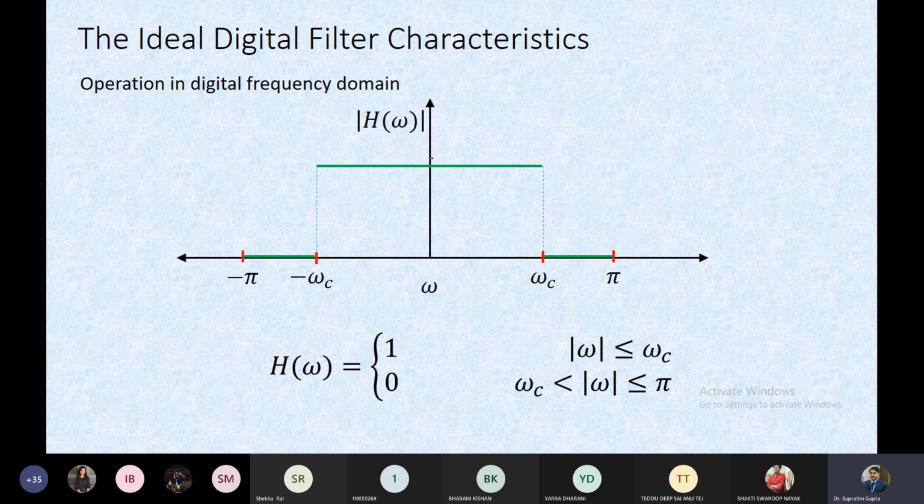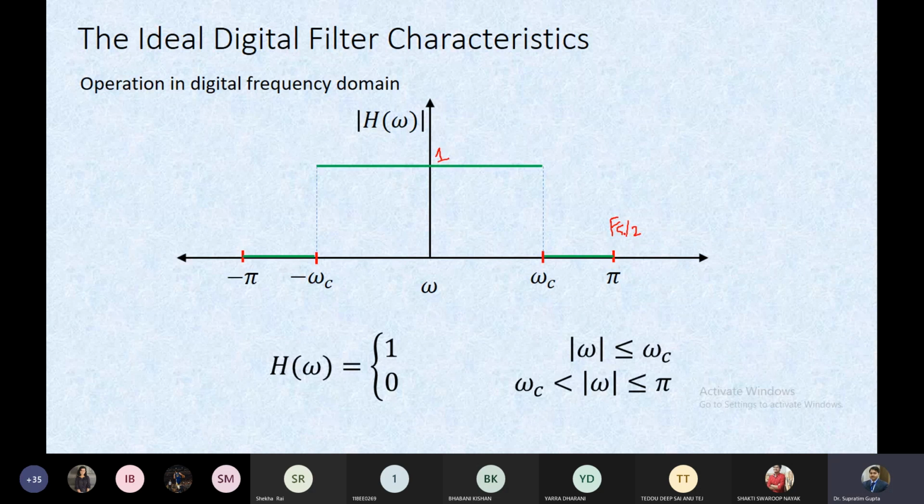So say this magnitude is 1, and beyond this cutoff frequency, so that means omega c to pi, that will be 0. Now in analog frequency, what is the corresponding value? So this is your fs by 2.